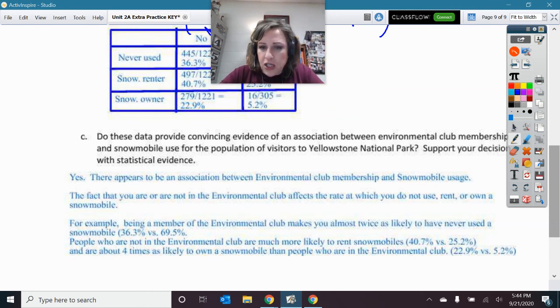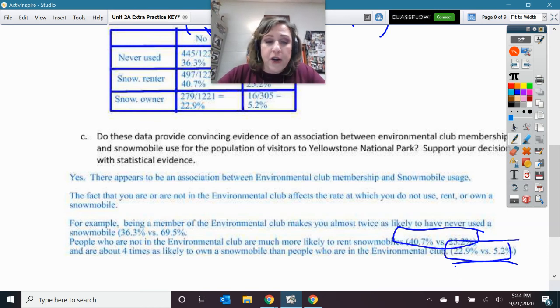And so then I also talked about how the ones who are not in the environmental club are much more likely to rent a snowmobile, and almost four times as likely to own a snowmobile. And then I stated specific numerical comparisons. All right, so make sure you take care of those details whenever you get ready to statistically support your decision.